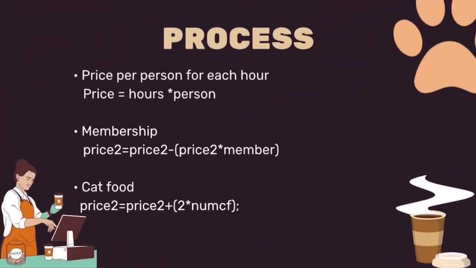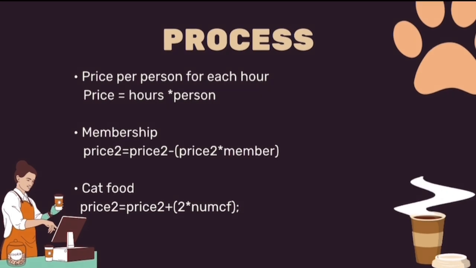Moving on to the next part, which is the process. We have 3 calculations here. The first one is to calculate the price per person for each hour. The calculation is price equals to hours times person. The second one is to calculate the membership. The calculation would be price 2 equals to price 2 minus the total multiplication between price 2 times member.